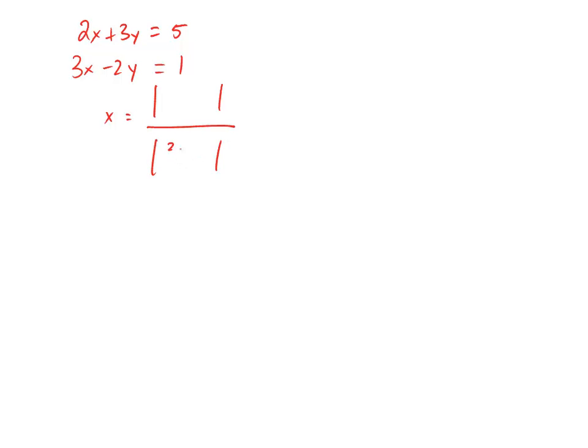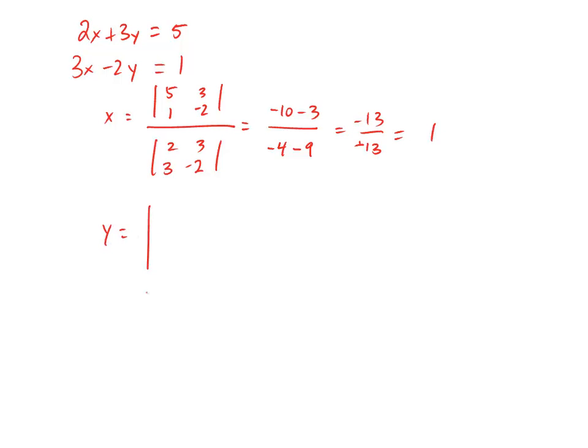On bottom, you'd have 2, 3, 3, negative 2. On top, you'd put a 5 and a 1 and still have 3, negative 2. So again, it's the coefficient matrix, but I replaced the first column, since I'm solving for x, with the 5 and the 1, the right-hand side. So that's negative 10 minus 3 over negative 4 minus 9. That's negative 13 over negative 13, which equals a positive 1.